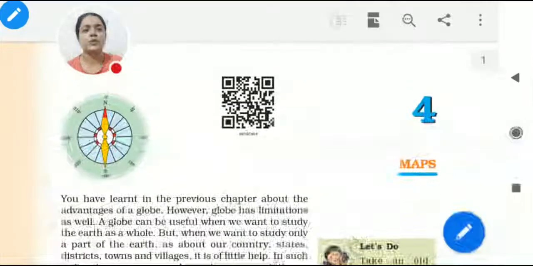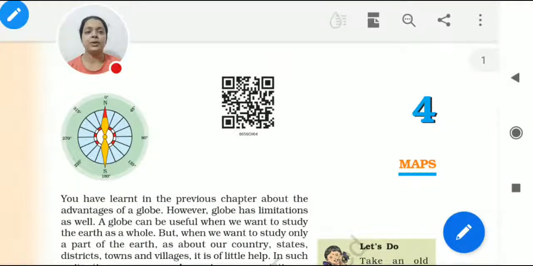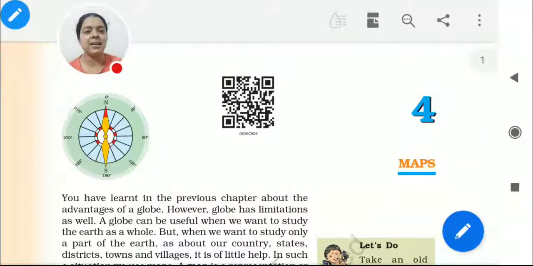First I would like to tell you what a map is, what we are going to learn in this chapter, and what we have learned till now. There was a gap of 2 or 3 days in between because of Saturday, Sunday, and then Raksha Bandhan, so undoubtedly it was a holiday for everybody.